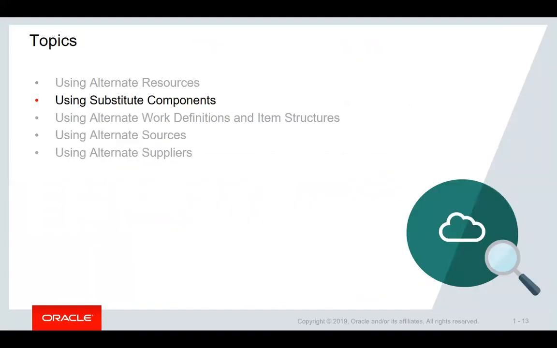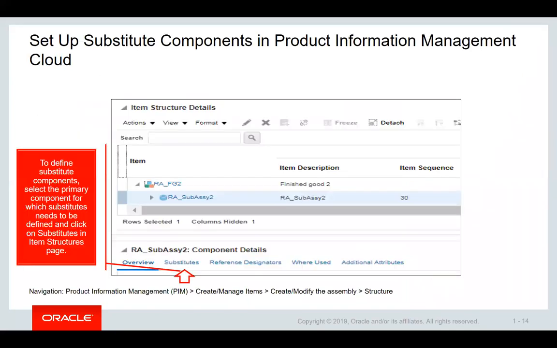In this section, we discuss how to use substitute components. First, you need to set up substitute components. To do that, you need to go to Product Information Management module. Then, in the Item Structure Details screen, select the primary component for which substitutes need to be defined. And finally, in the Substitute tab, define substitute components and enter its details.